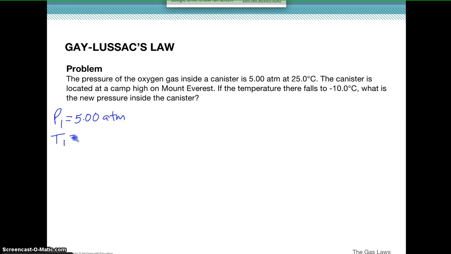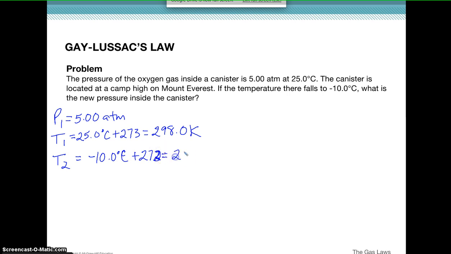And it tells us the initial temperature is 25 degrees Celsius, which we need to convert to Kelvin. And that's going to be 298.0 Kelvin. The temperature goes down, so our T2 is now negative 10 degrees Celsius. So this is why we can't use Celsius. You can't have negative numbers when you're doing these calculations. So if we add 273, that's going to give us 263.0 Kelvin, so our T2. And then we want to find the new pressure. So P2 is our unknown variable.